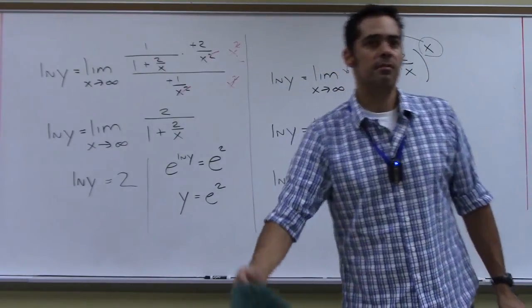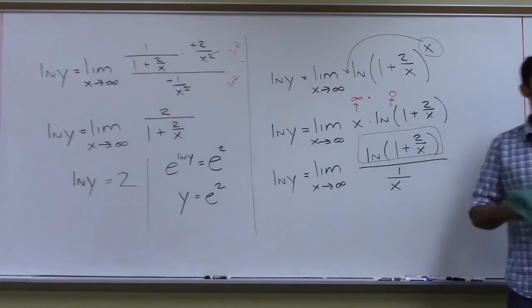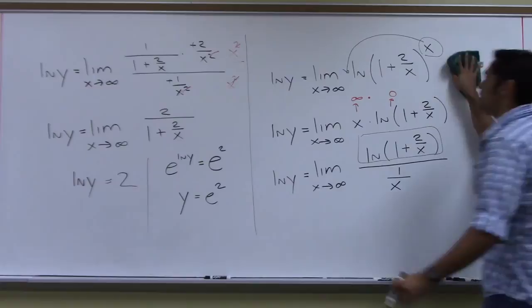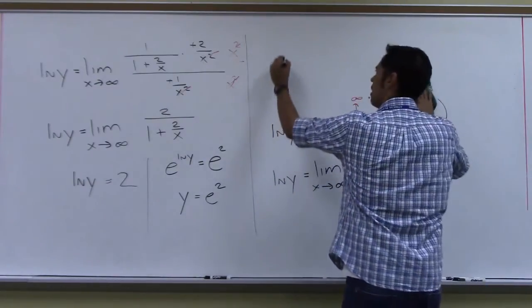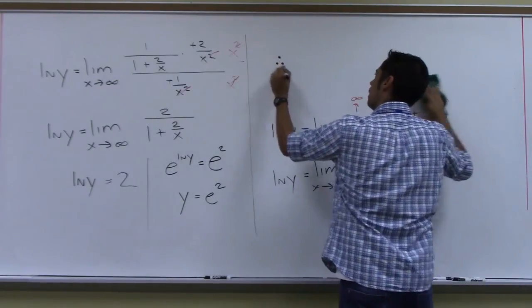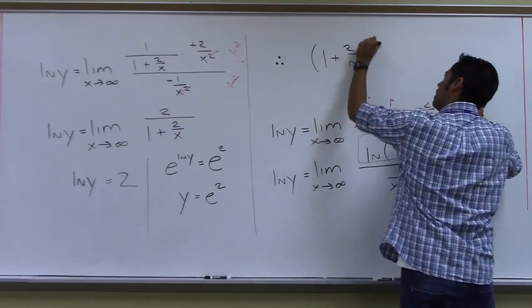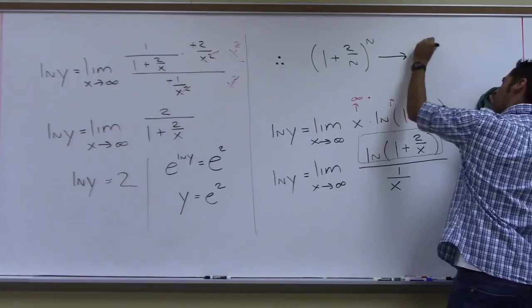So it converges, doesn't it? Converges to e squared. So now what I would say is therefore (1 plus 2 over n) to the n converges to e squared.